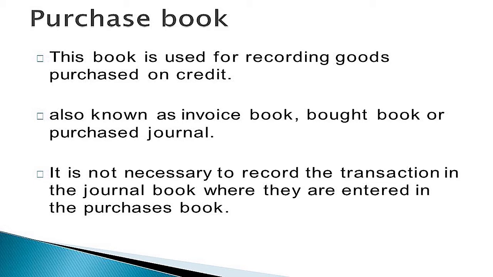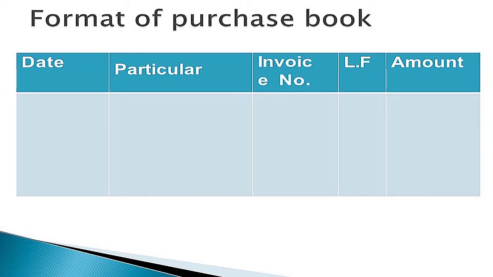It is not necessary to record the transactions in the journal book where they are entered in the purchases book, so a separate day book is not required. Directly we enter the credit purchases in purchases book. Look at the format of purchases book: date, particulars, invoice number, ledger folio number, and amount. The total of the purchases book at the end of the month will be transferred to purchases account. The balance of purchases account will be transferred to trial balance.